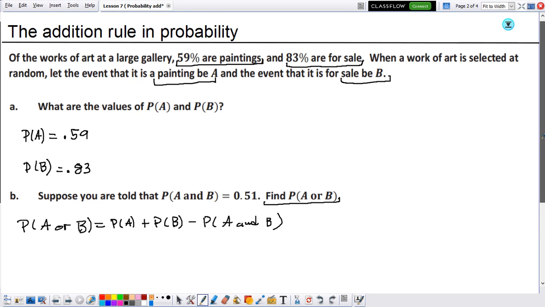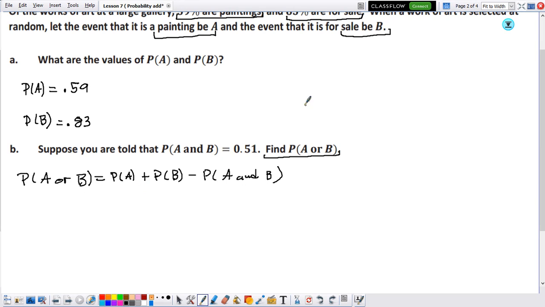So now let's see, do we have enough info? We want to find P of A or B. So P of A or B is equal to P of A, which in this case we know is 0.59. So let's put it here.